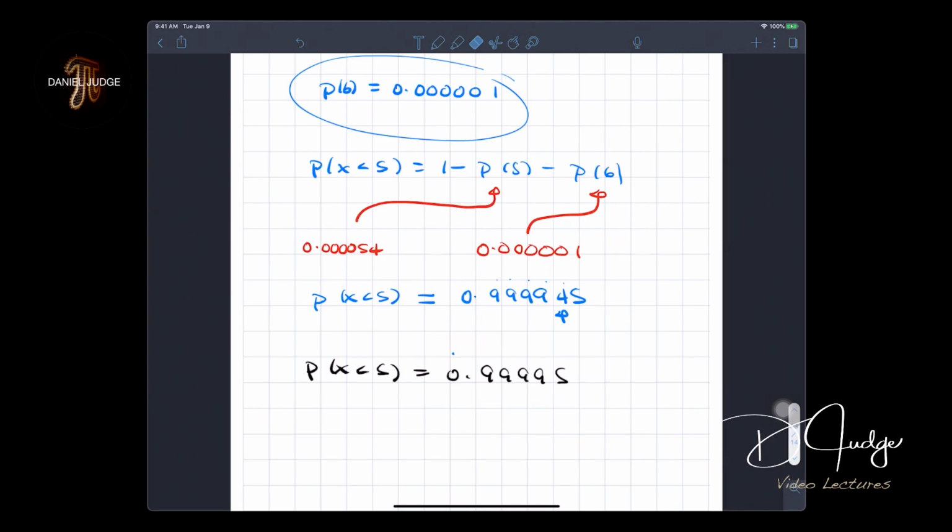Let's get a nicer rectangle. Okay, 0.99995. This is the probability that less than 5 students will be left-handed. That's smaller than 5. Remember, this is out of a group of 6. So this is working with the binomial probability distribution formula. This is kind of how this all works together here.